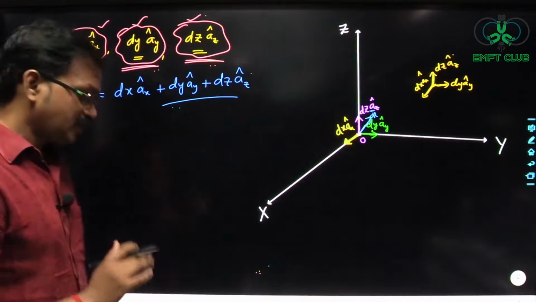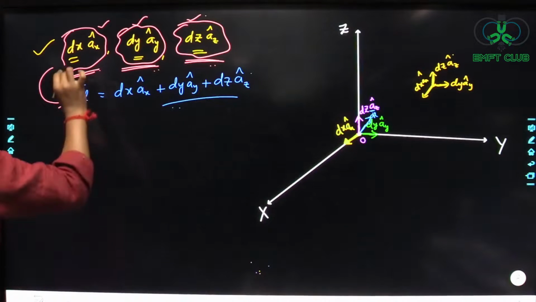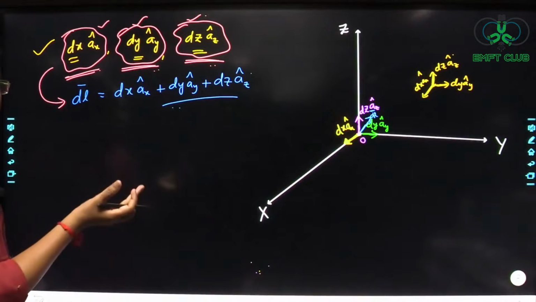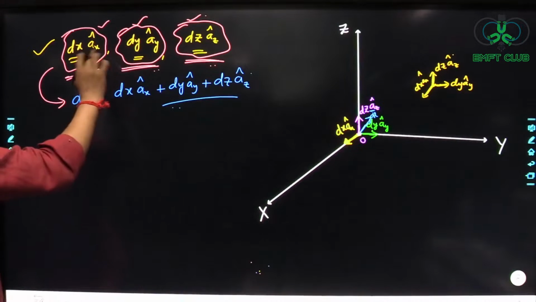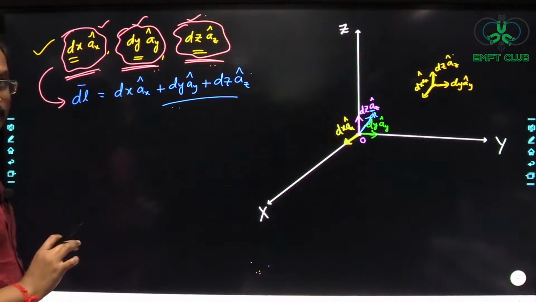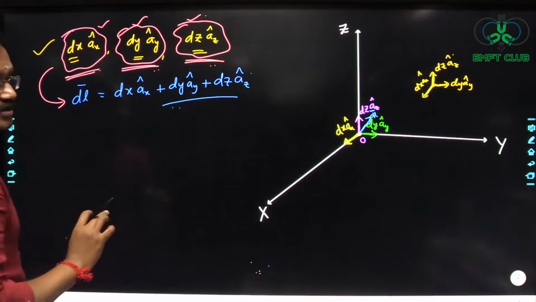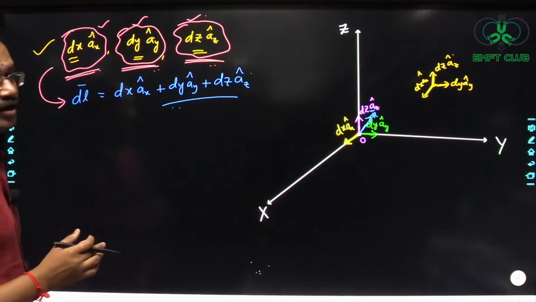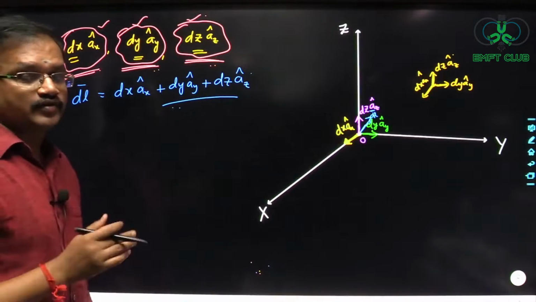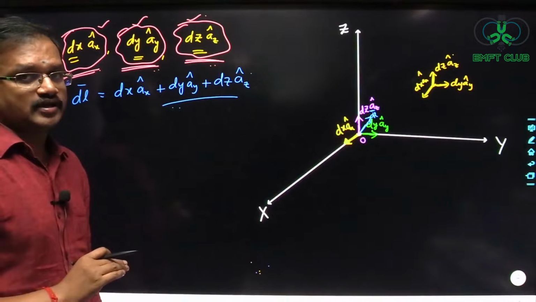See, if you do the cross product between dx ax cap and dy ay cap, whenever you do the cross product, it gives you the surface area formed by dx and dy. Similarly, if you do the cross product between dy ay cap and dz az cap, you get another differential area. And if you do the cross product between dz az cap and dx ax cap, you get another differential area. So totally, three differential areas can be formed here.